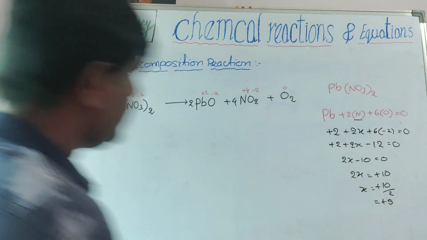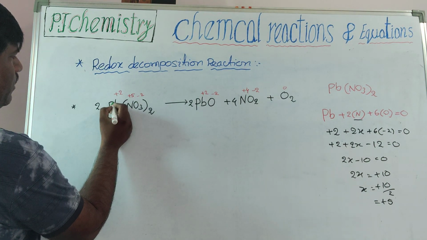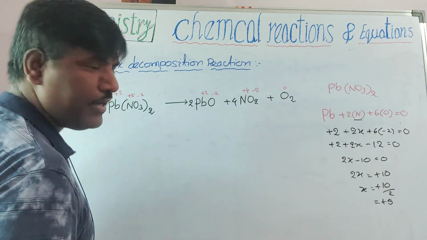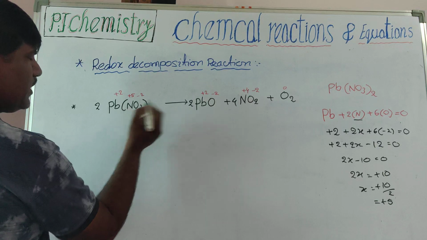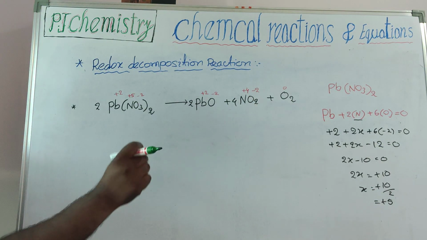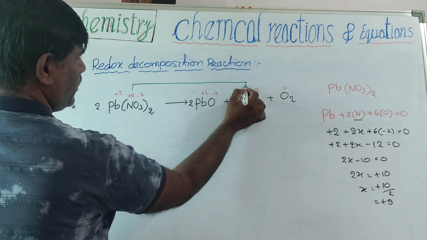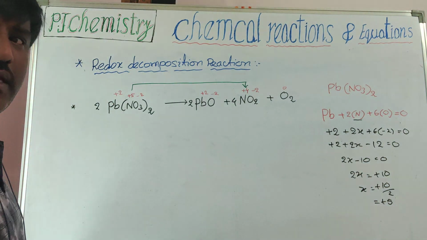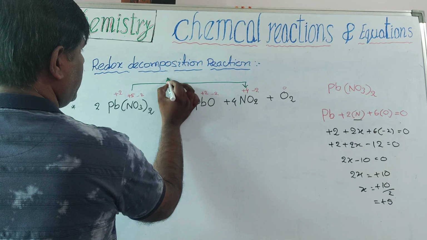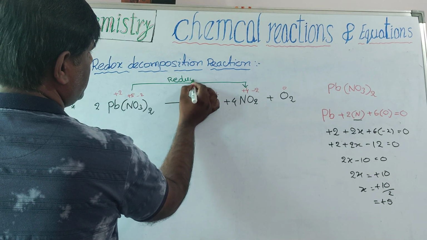Now see here, check what changes we observed. Lead: any changes? Here plus 2, here also plus 2, no change in lead. Nitrogen: here plus 5, here plus 4, yes, changes. So nitrogen plus 5 to plus 4. Increased or decreased? Decreased. Decreased means reduction.